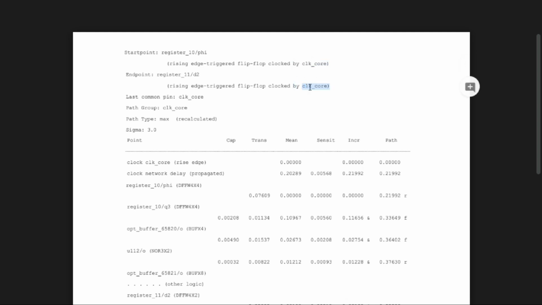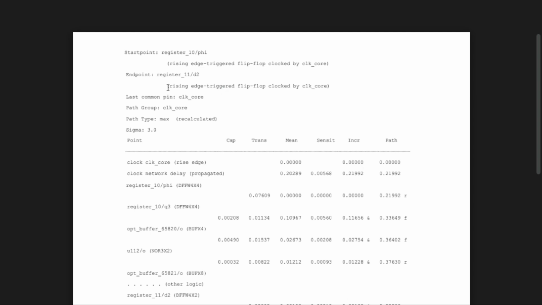In that case, it is called a cross clock domain path, also called a CDC path. Those are little complicated ones. We will look at those paths later in the upcoming videos, but this is a simple path which most likely you will encounter.